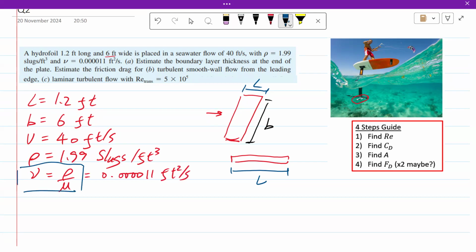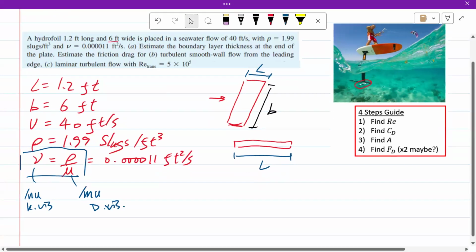Make sure you know which is which. Do not confuse your nu with mu. This is pronounced as nu. This is pronounced as mu. Do not confuse your nu, your kinematic viscosity, with mu, your dynamic viscosity. I hope I didn't mix that up. I do not want to come back and record everything just because I mixed those two up.